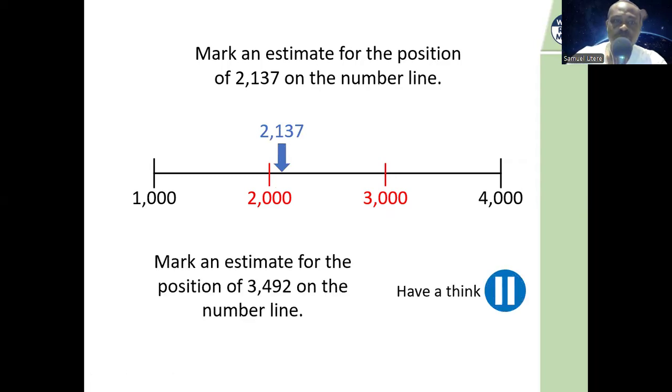Where would you put 3492 on the number line? Have a think. Well, 3492 is actually really close to 3500. Now, if you think about it, 3000 and 4000 has halfway between it, 3500. So 3492 would be close to 3500, just before that position there.